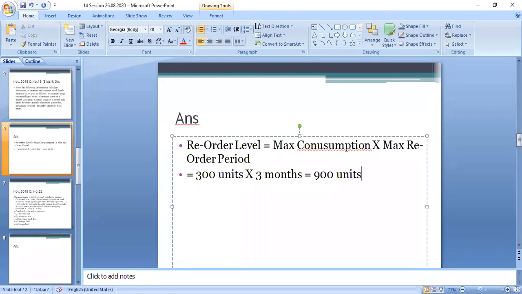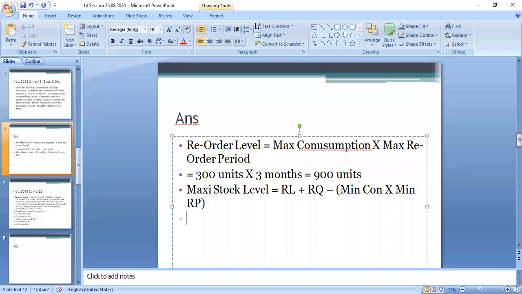So next one is maximum stock level. The formula for maximum stock level is equal to reorder level plus reorder quantity minus minimum consumption into minimum reorder period. So this is a formula for calculation of the maximum stock level.